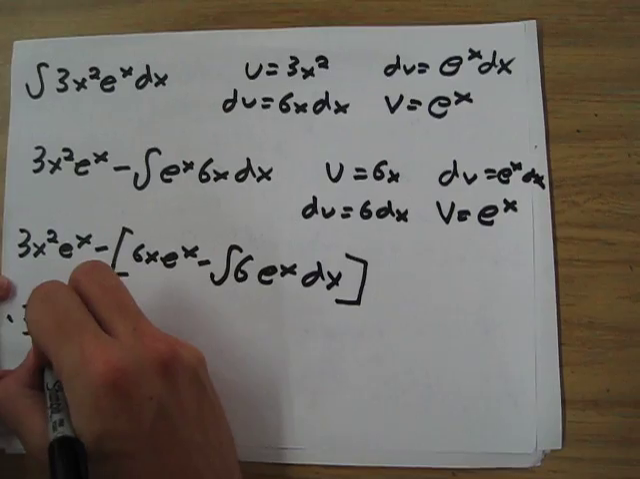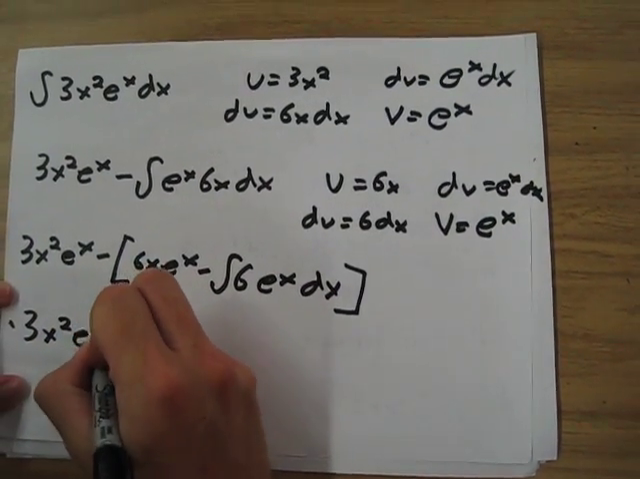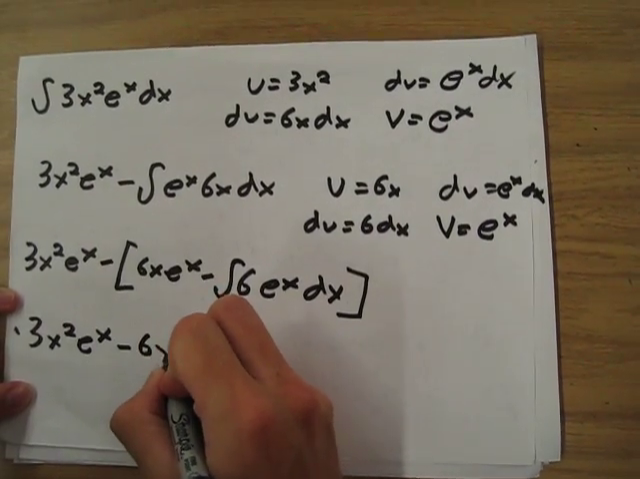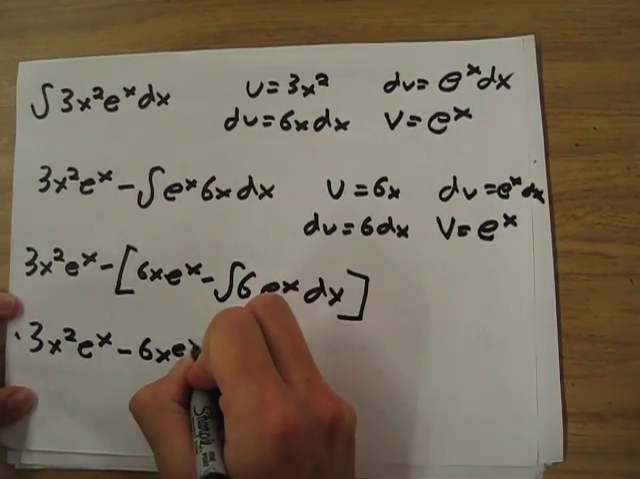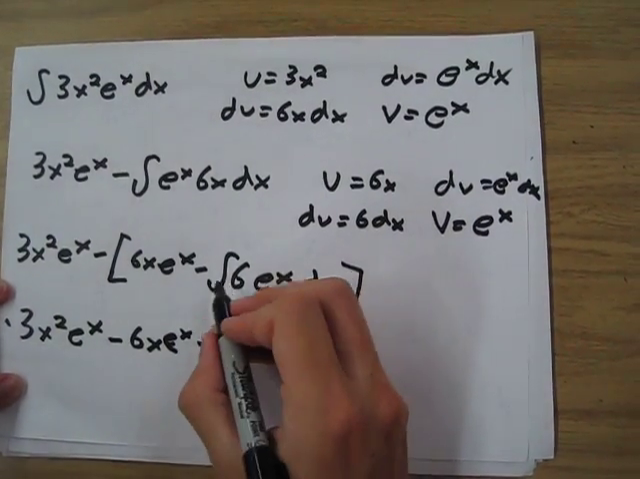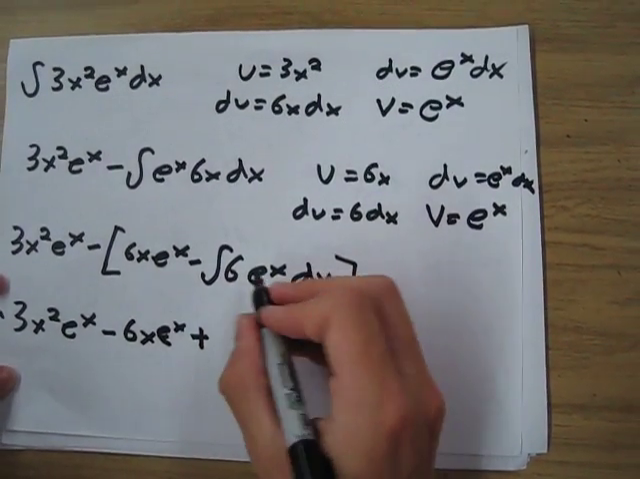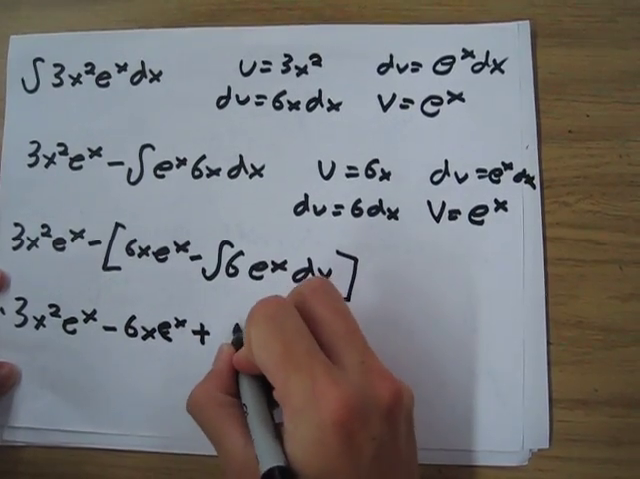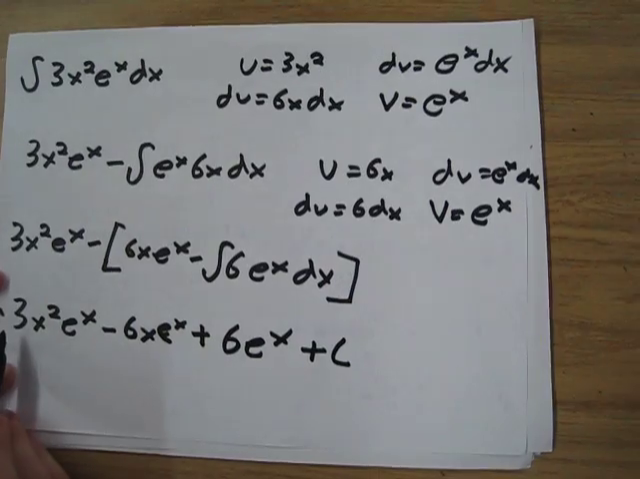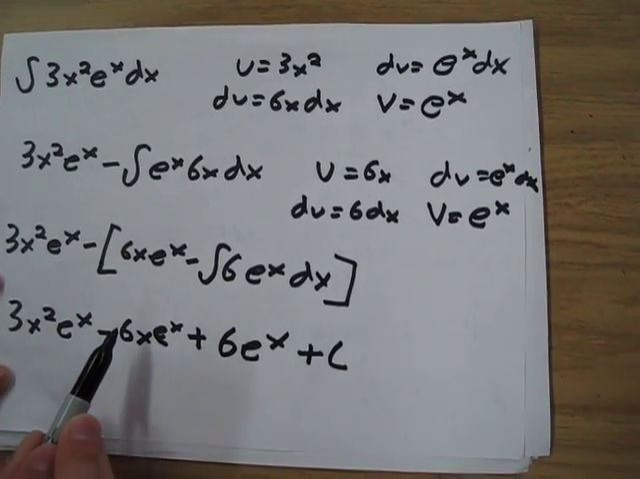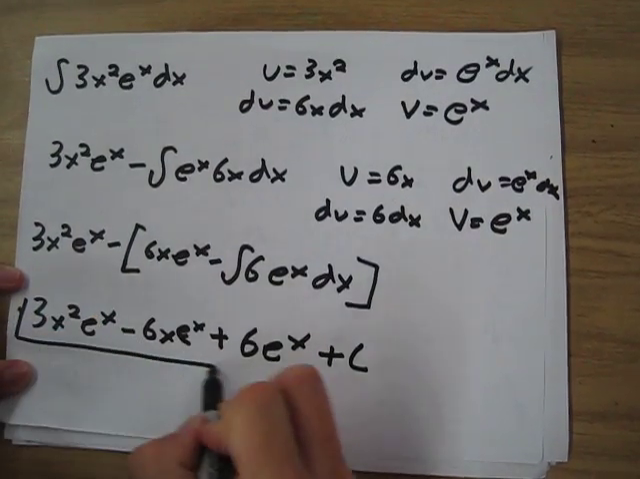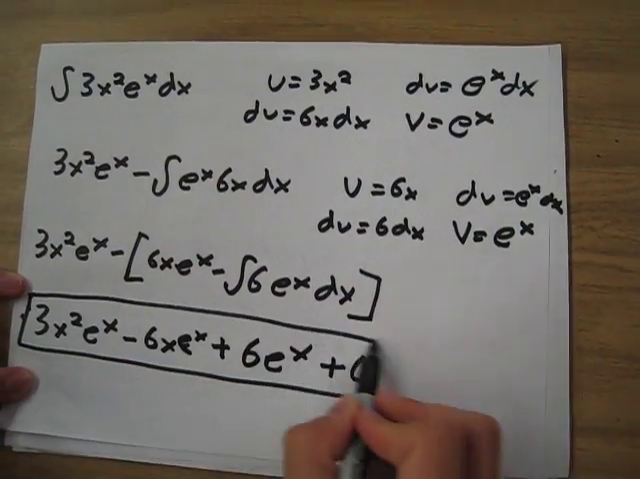So our final answer is going to be 3x squared e to the x. I'm going to distribute my negative: minus 6x e to the x plus the answer to this integral. The integral of 6 e to the x dx is simply 6 e to the x plus c. So that you're left with your final answer, 3x squared e to the x minus 6x times e to the x plus 6 e to the x plus c. And that's just a two-step integration by parts problem.